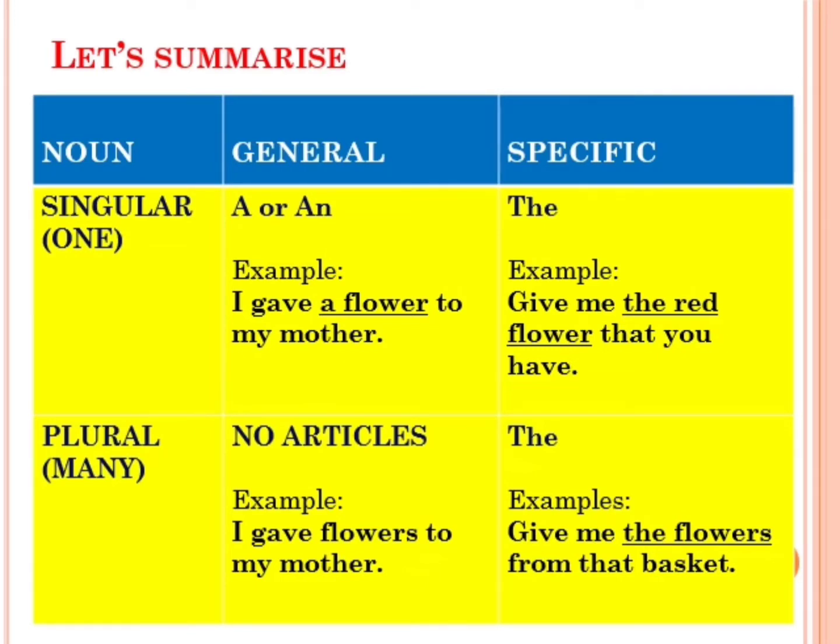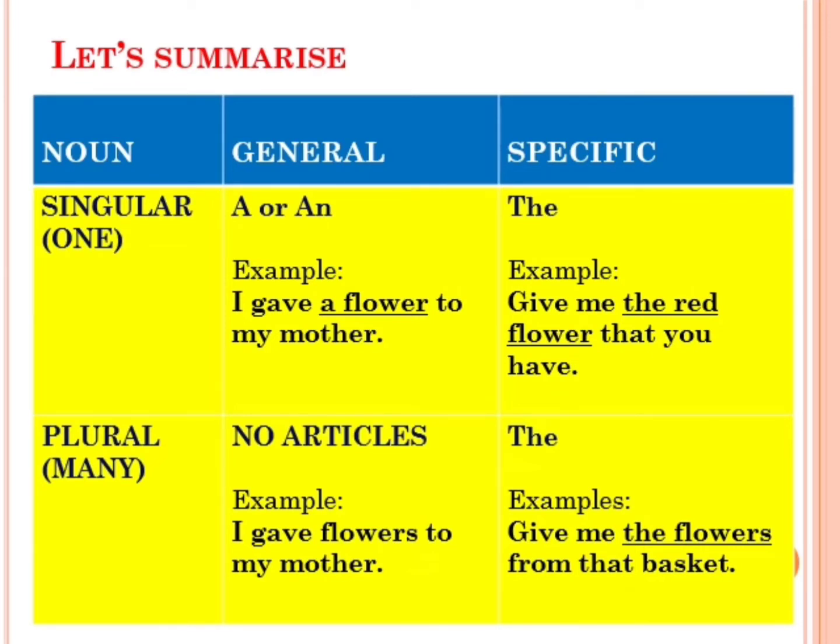When the noun is specific, we use article the. For example, give me the red flower that you have. It means give me only the red color flower that you are having and not any other flower.